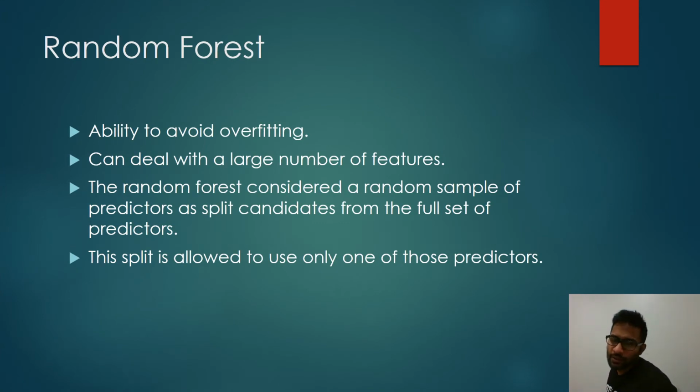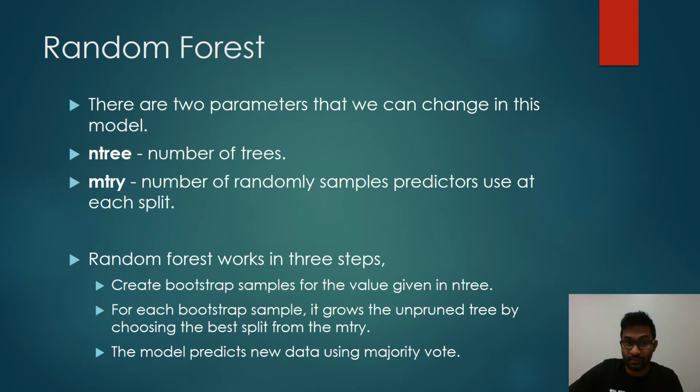Okay, the random forest is the next model I tried. The random forest has the ability to avoid overfitting, and it can deal with a pretty large number of features. The random forest considers a random sample of predictors as split candidates from the full set of predictors. So each split is allowed to use only one of those predictors.